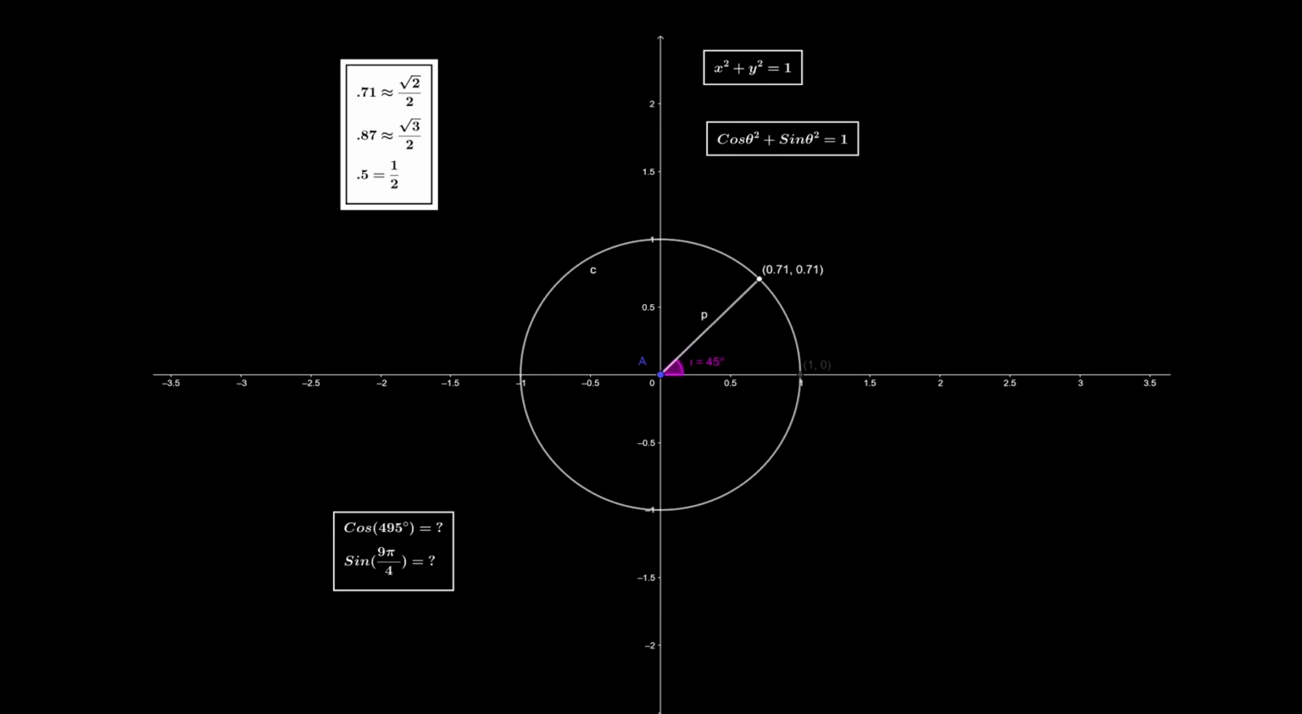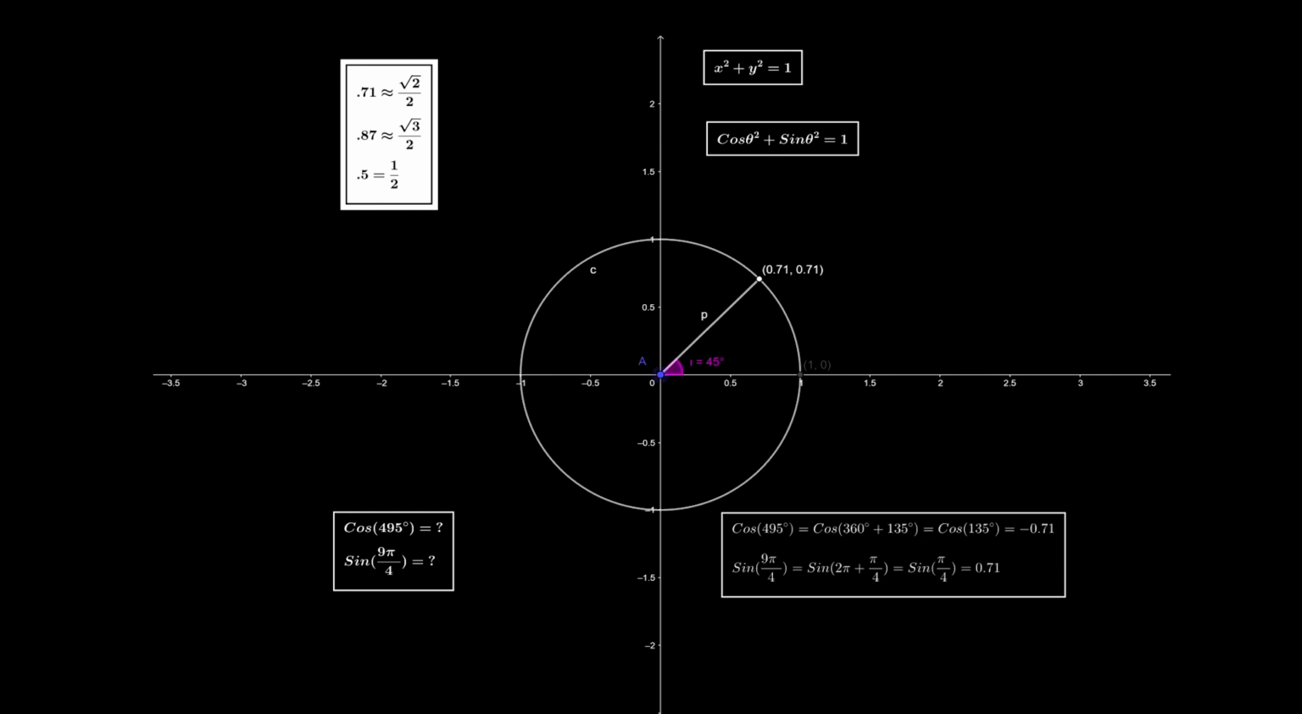In the same way, 9 pi over 4 is 2 pi plus pi over 4. Therefore, 9 pi over 4 is pi over 4 with one extra rotation. So what am I saying? I'm saying that 9 pi over 4 is coterminal with pi over 4, or 45 degrees. So then evaluating sine of 9 pi over 4 is the same as evaluating sine of 45 degrees. So therefore, our answer would be 0.71.